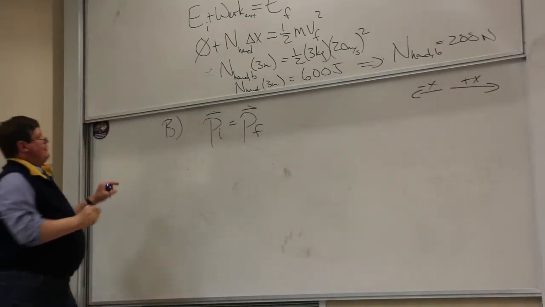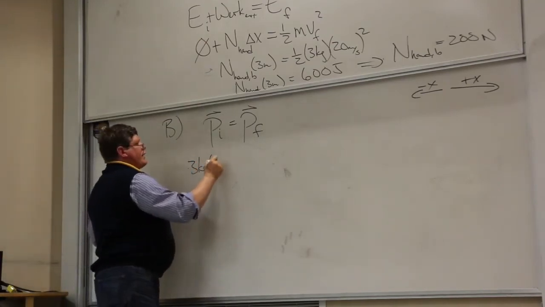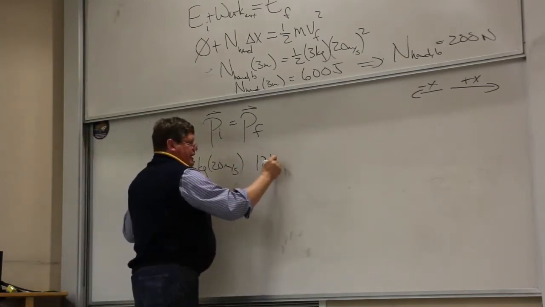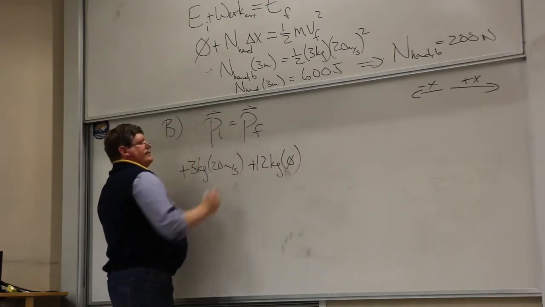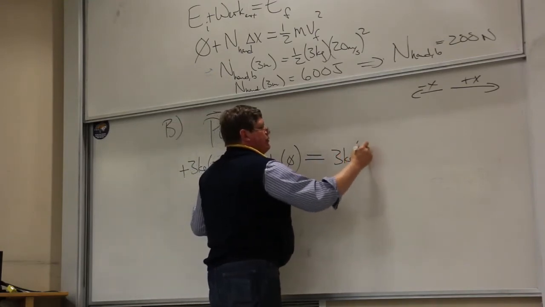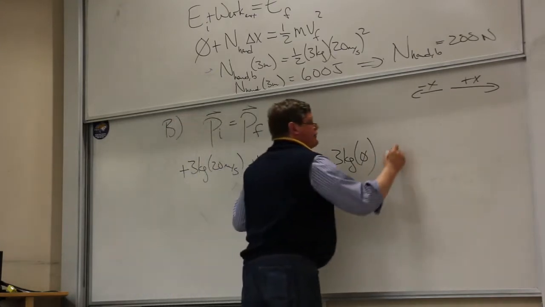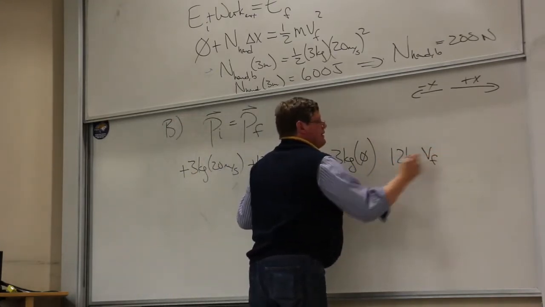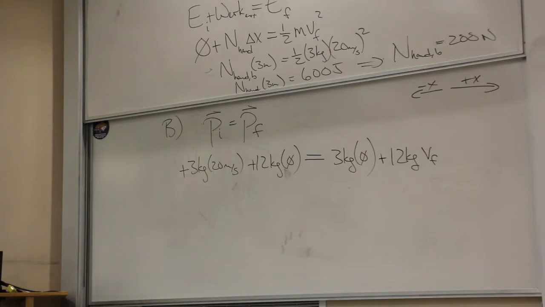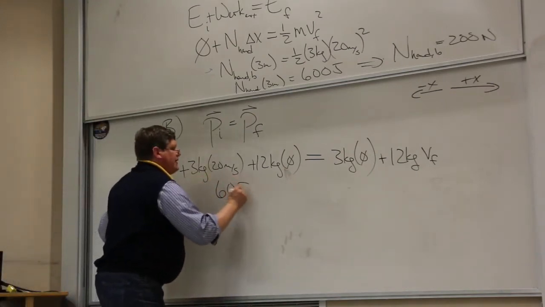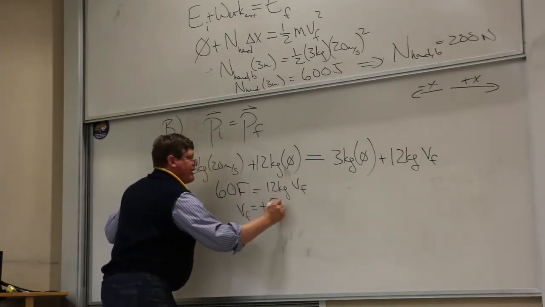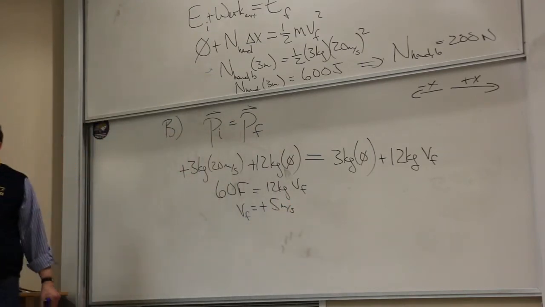Now, before the collision, I had 3 kilograms moving at 20 meters per second to the right. That's positive momentum. I had 12 kilograms not moving at all. You see how I just wasted ink? After the collision, I had the 3 kilogram block not moving. I just wasted some more ink. And I had the 12 kilogram block moving, speed I don't know. But I know the direction, it better be to the right. Okay? So this gives me 60 is equal to 12 kilograms V final, or V final is equal to a positive 5 meters per second. 5 meters per second to the right.